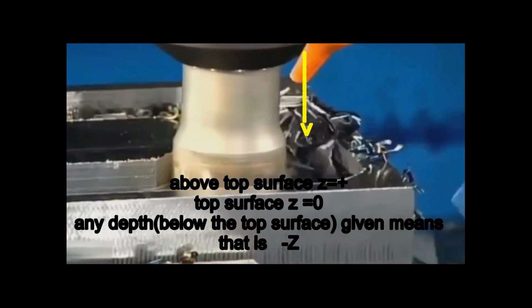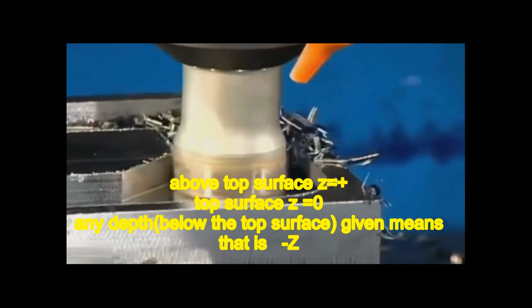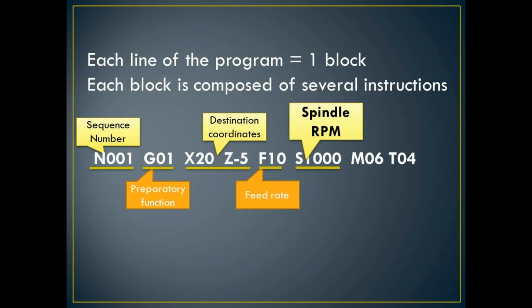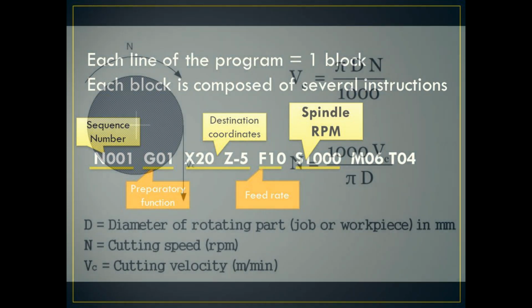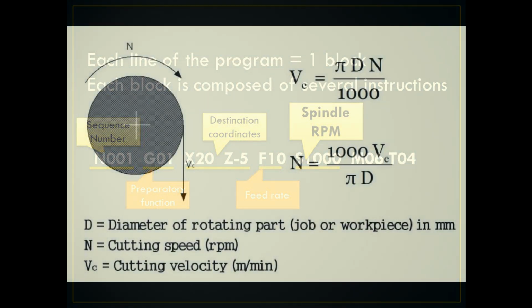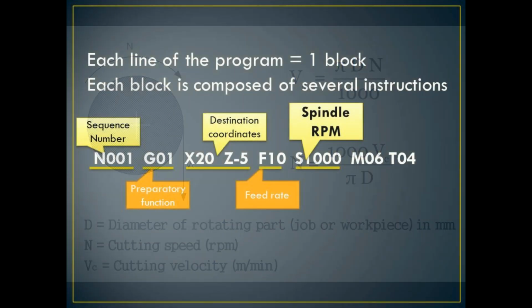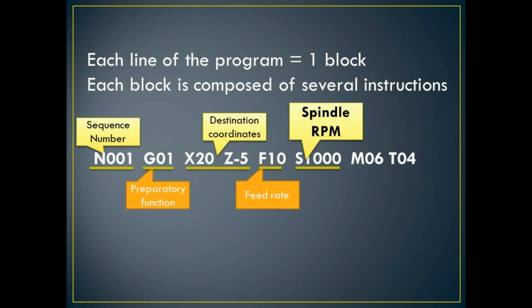And the next one is feed rate. It is denoted by F and S refers to the spindle RPM. We need to calculate it by using some velocity relationship formula, that is velocity equal to pi dn by 1000. From the formula, we have to find the n value. Usually, the feed and RPM will be changed at the finishing edge, roughing edges.